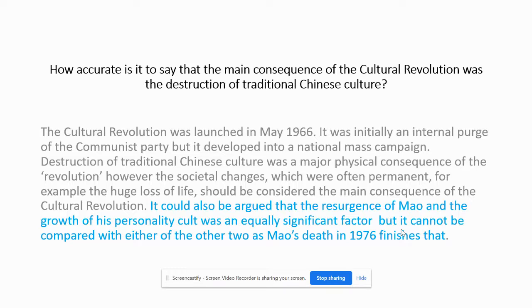It could also be argued that the resurgence of Mao and the growth of his personality cult was an equally significant factor, but it cannot be compared with either of the other two, as Mao's death in 1976 finishes that. So that's saying that there is a third factor, but it's not quite as important as the other two. So again, here we've got a little bit of context at the start and then an introduction of the three factors that they're going to talk about. And as they've gone through the factors, they've just made it clear what that rank order is going to be. The third one there is the weakest of the three. The middle one, the societal changes, is the most significant one. And the first one is acknowledged, but is not as significant.